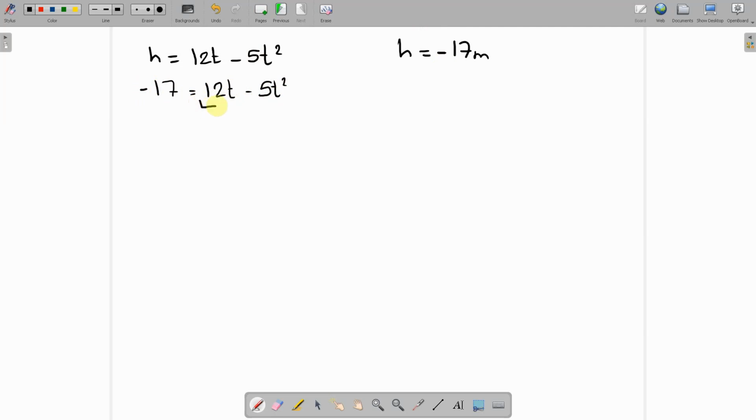Now, I'm going to move these two terms across to the other side, and you'll see why. So I'm going to get 5t squared minus 12t minus 17 equals 0. Now, we are left with a trinomial, or a quadratic. So, for an in-depth look at how we solve quadratics, we have other videos on our YouTube channel that you can check out. And we use a cross method.